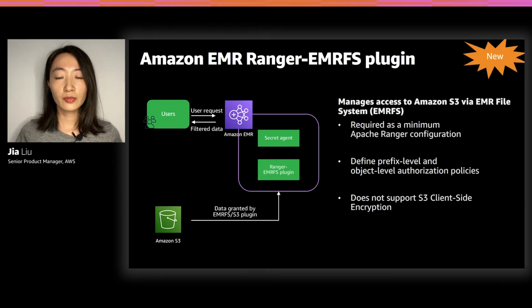The last Ranger plugin is called EMRFS. The EMRFS plugin manages access to Amazon S3 via the EMR file system. It is required as a minimum Apache Ranger configuration, and it allows you to define prefix level and object level authorization policies. One limitation to note here is we do not yet support S3 client-side encryption.